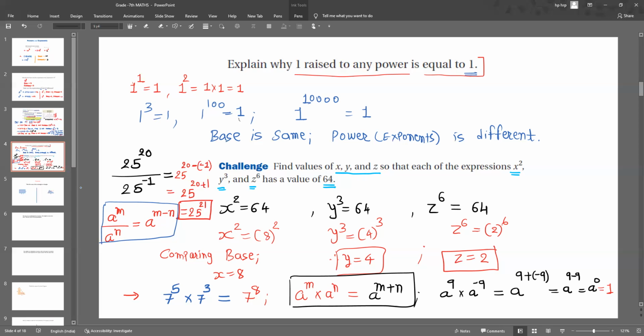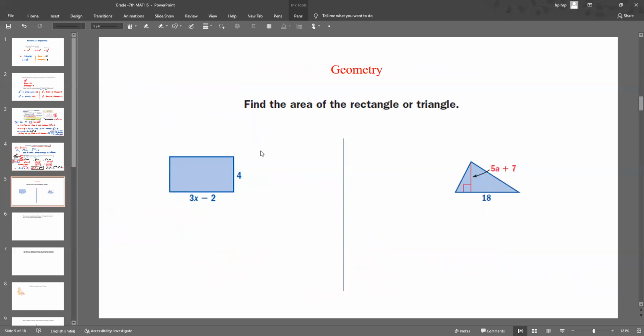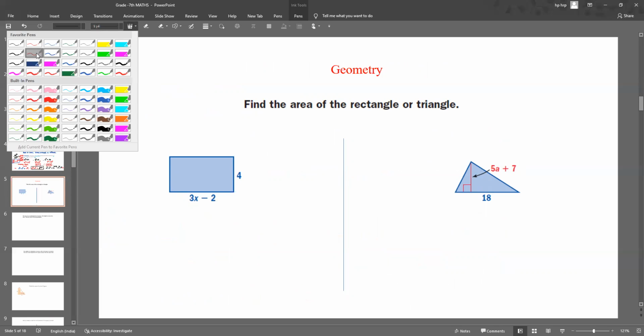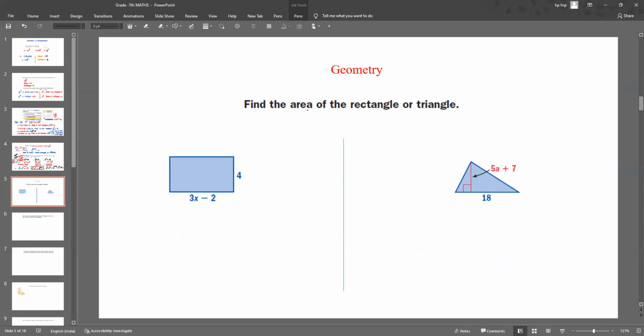Okay, now I have a few questions in geometry. In this question, you have to find the area of a triangle and a rectangle. First I have a rectangle, so you have to find the area of this rectangle, and then you have to find the area of a triangle. Can you try to solve this question?